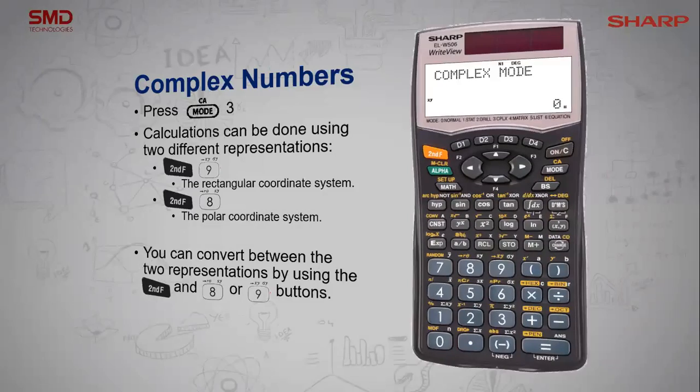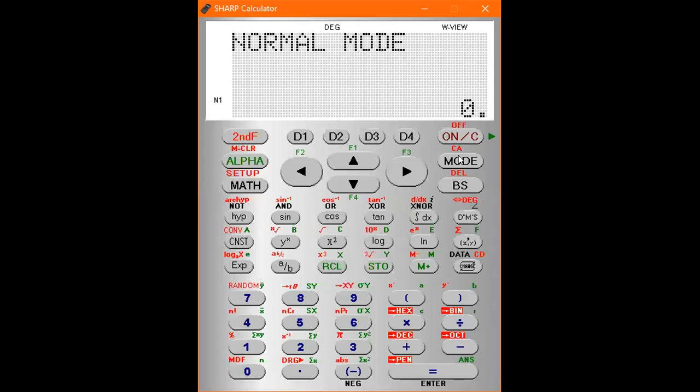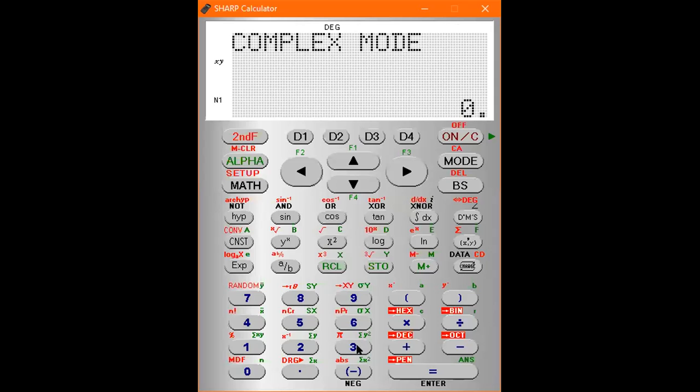Okay, so let's talk about complex numbers. So on your complex mode, here we go. I'm going back to my calculator here. So to get to the complex mode, just press mode and 3. And then you can see on your left hand side it's in your XY. So in other words, it's in your rectangular coordinates. If I want to change it into my polar coordinates, then I just say second function 8, and you'll see it changes your standard answer.